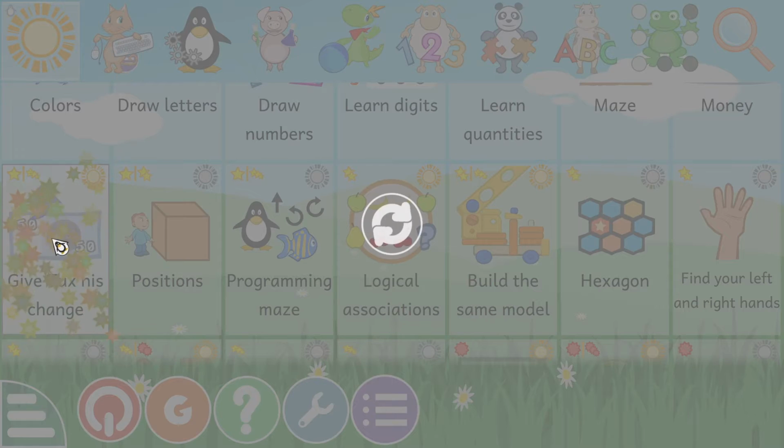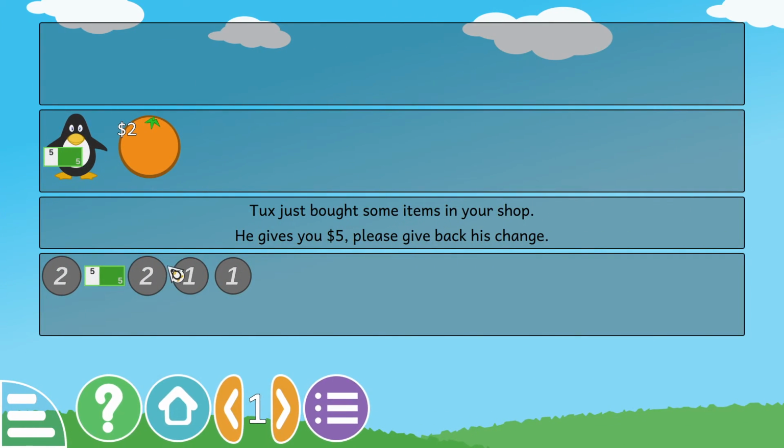Now I'll go back to give Tux the change. So now we're the cashier, Tux is the purchaser. Tux has given me a $5 note and bought a $2 item, so I have to give Tux $3 change.